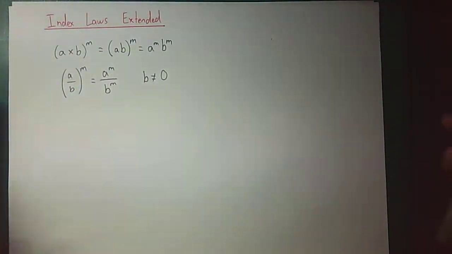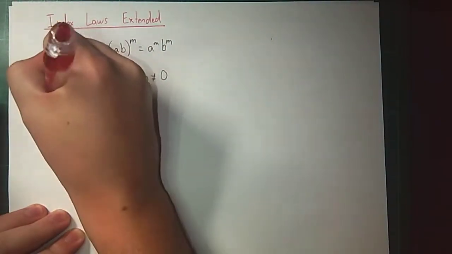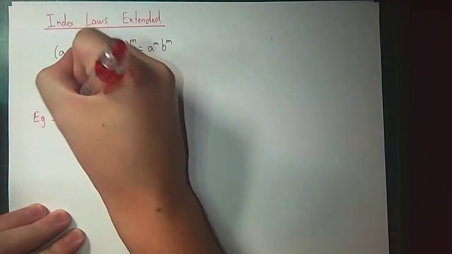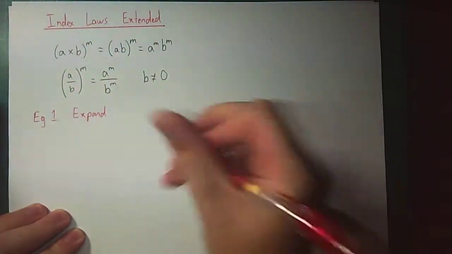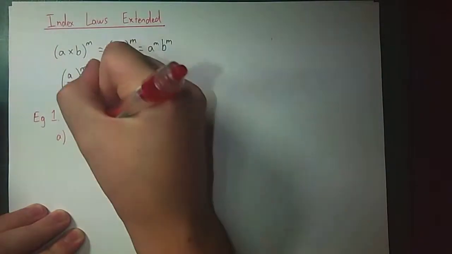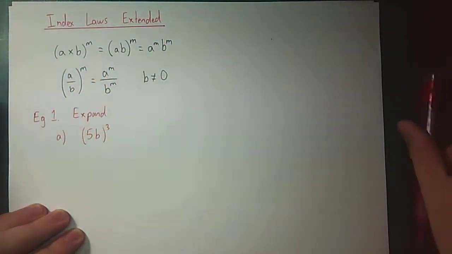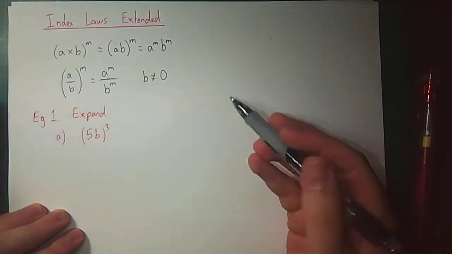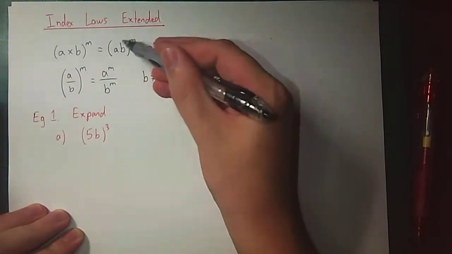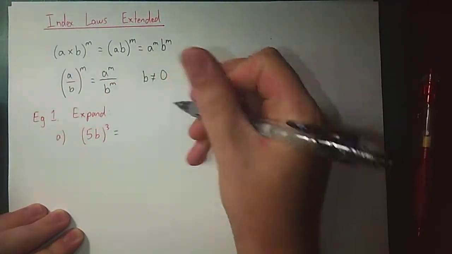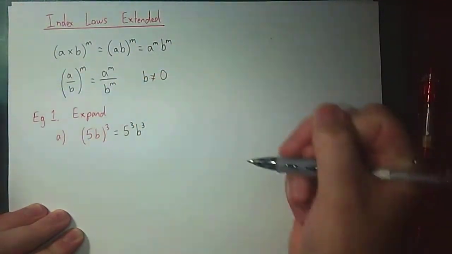Okay, let's look at our first example. These we're going to expand. The first one, we have 5b to the power of 3. Now first of all, we're going to recognize that it's like this situation here. So I'm going to rewrite it like that. 5 to the power of 3 and b to the power of 3.